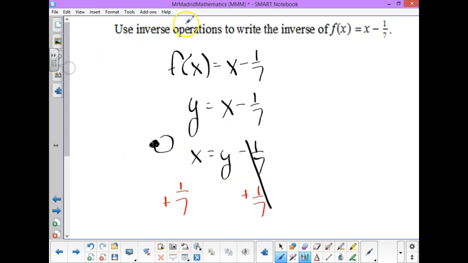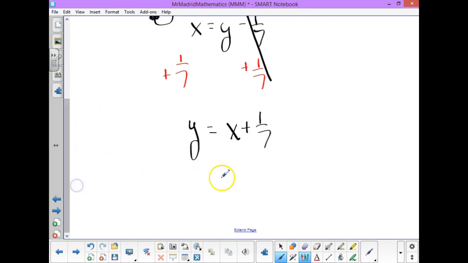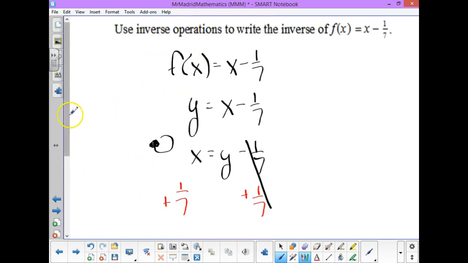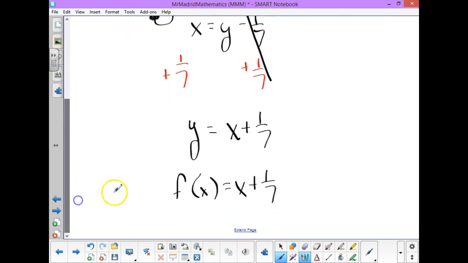However, they do want what? An inverse to this function, so you must finish with a function. So I'll switch the y back to f of x equals x plus 1/7. However, if you look at this f of x, it's different than this f of x. So how do we distinguish the two?